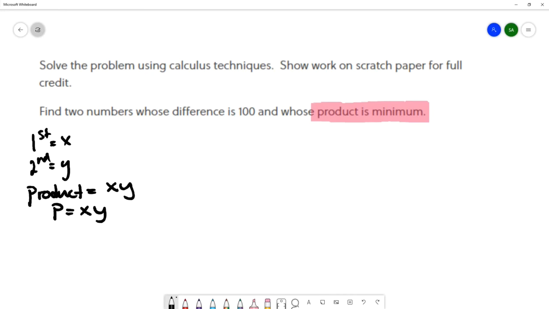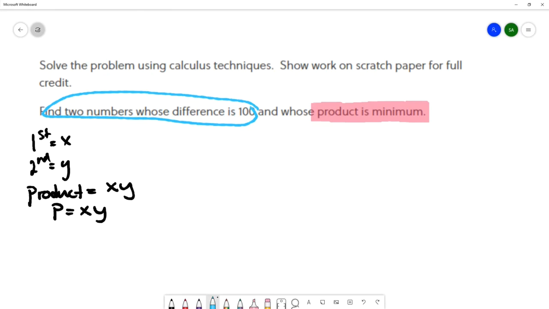Now, right now, because we have two variables in our equation, x and y, we can't use the calculus techniques. We're doing one variable calculus. So we're going to use some of the other information in the problem to try to reduce the number of variables that are in the equation. So we're going to use this information to find a secondary equation.